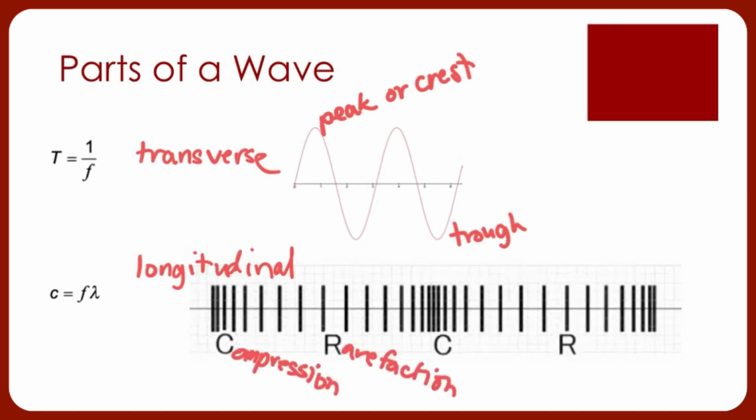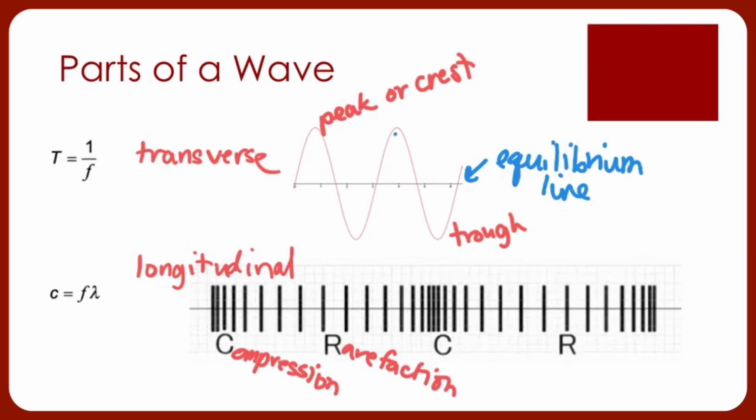Down in our longitudinal waves, when the springs or the particles come closer together, we call it a compression, and when they're farther apart, we call it a rarefaction. This line right here, I call the equilibrium line. That's where all my particles would be if there was no wave transmitting through the medium.